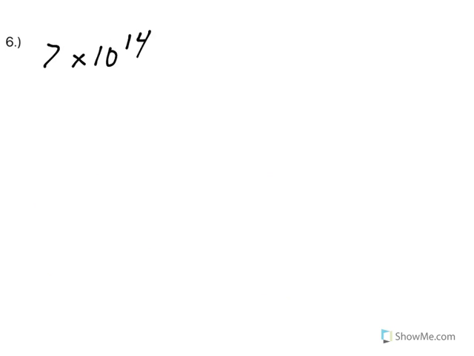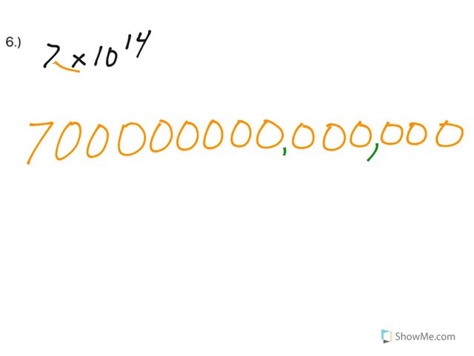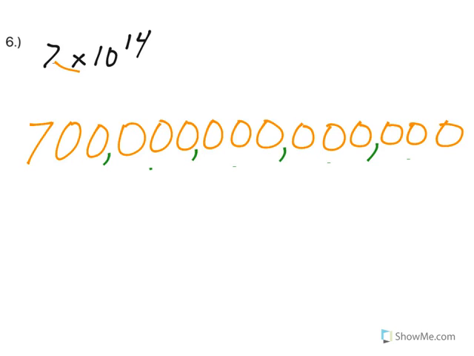7 times 10 to the 14th. Now my decimal point falls right at the end, so I'm going to add 14 spots, all zeros. So 1, 2, 3, 4, 5, 6, 7, 8, 9, 10, 11, 12, 13, 14. Comma every third spot. And there's my 700 trillion. And I know it's trillion because there are 12 zeros after that 7. And that, I believe, is the end of the Intro to Scientific Notation.